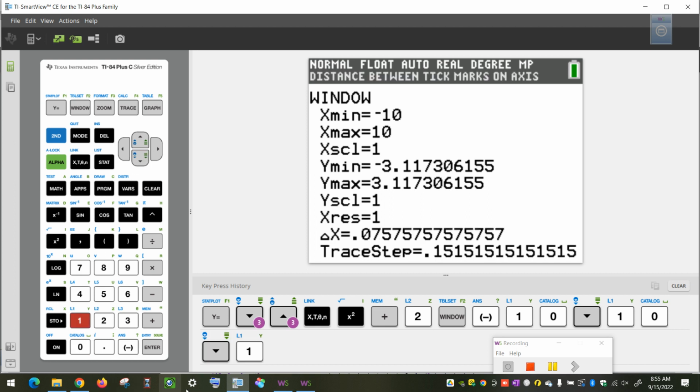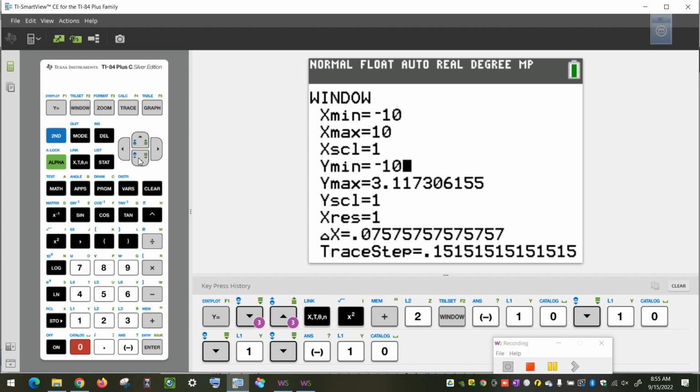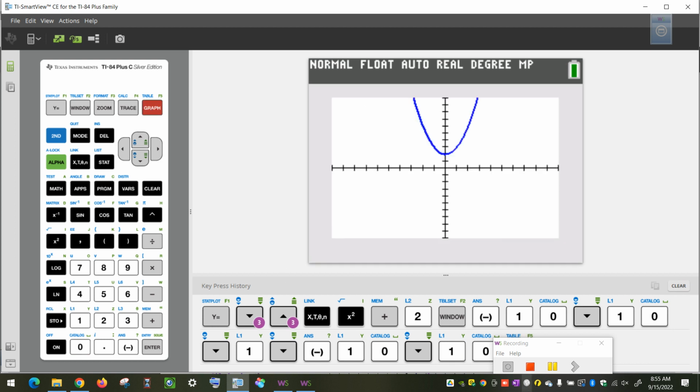So that just means that our little increments are going to count up by 1s. And then I'm going to do the same thing here in the y direction. So -10 to +10, and then the y scale is also set to 1. Once you change the window here, you don't have to go back and change it every time. All right, when you hit graph, it's going to graph it for you.